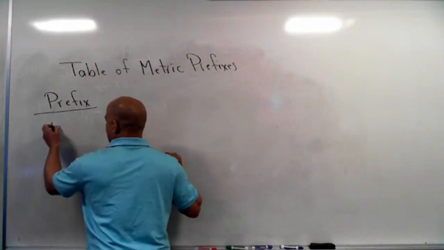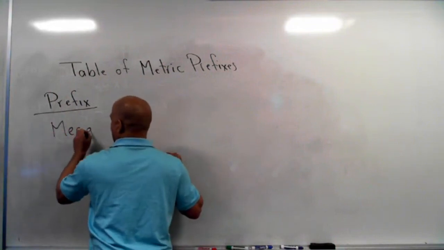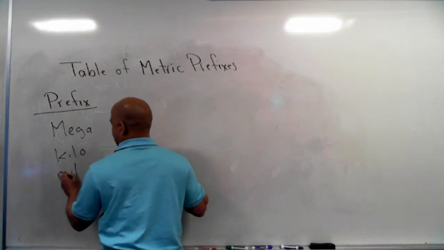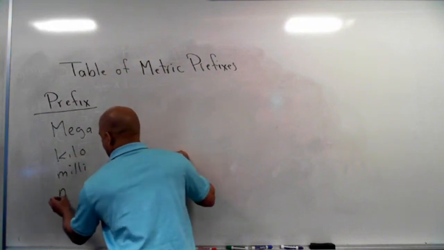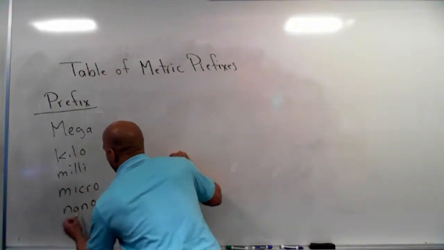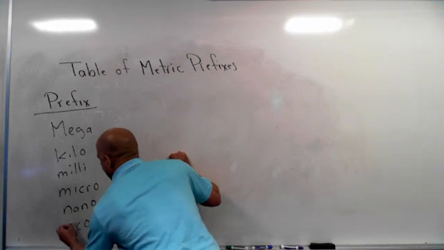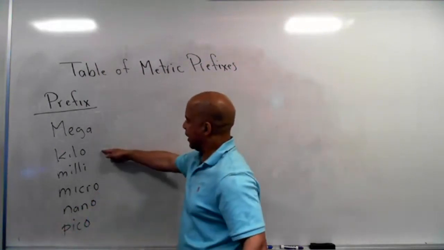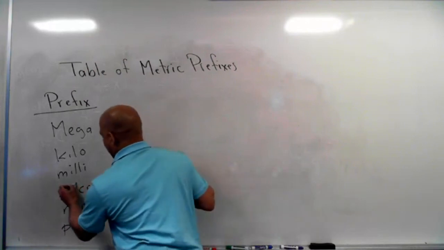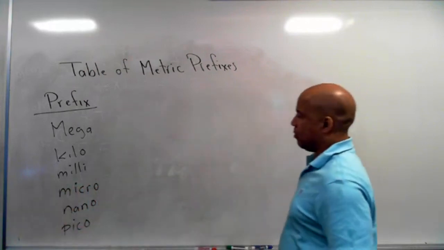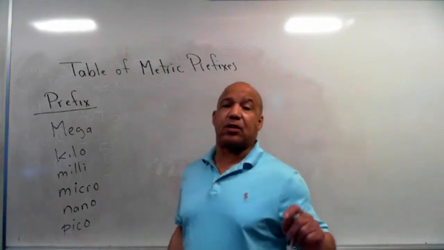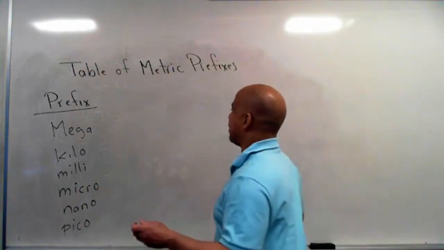Mega, kilo, milli, micro, nano, and pico. Those are the prefixes. So you want to know those prefixes. Associated with each prefix is a power of 10. So I call that the power.